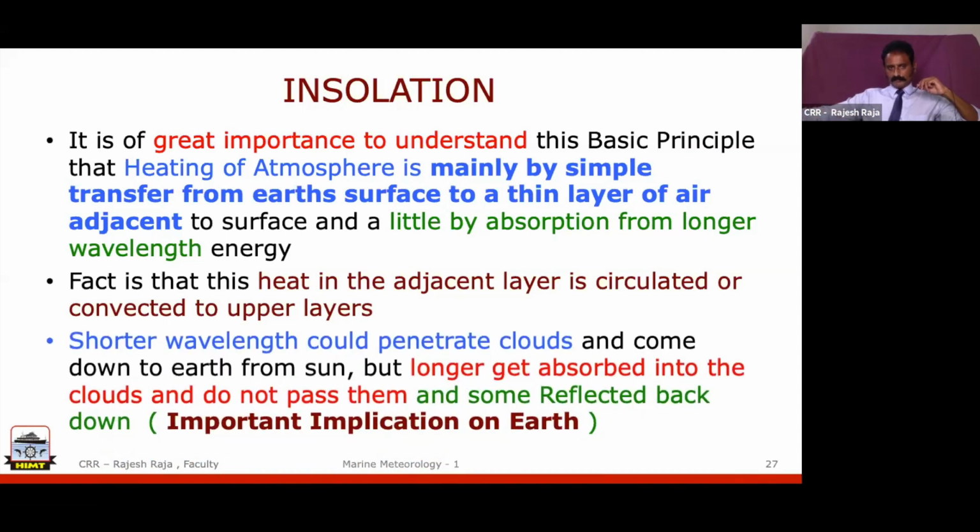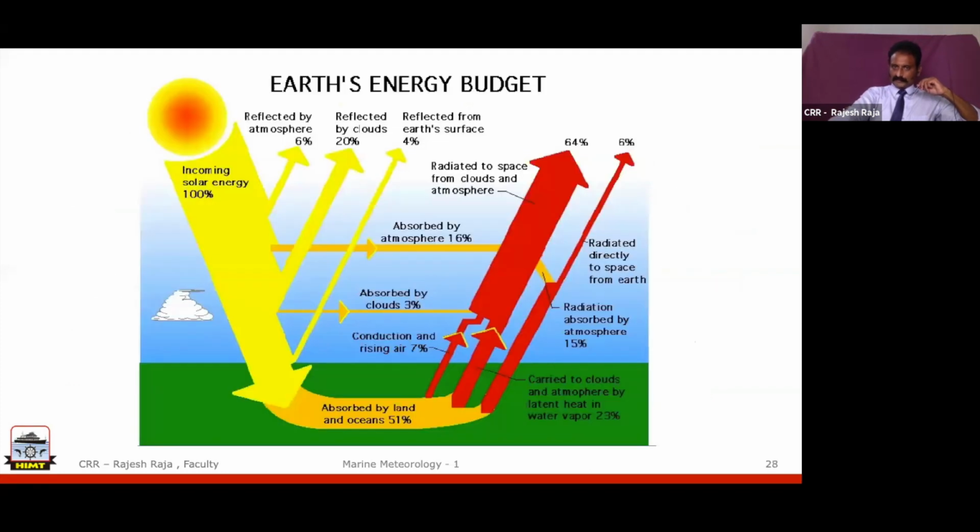So what is happening is the shorter wavelengths could penetrate the clouds, but these longer ones get absorbed and do not pass. And some of them get reflected down, which has a very important implication on Earth's heat. What it is, we'll just have a look.